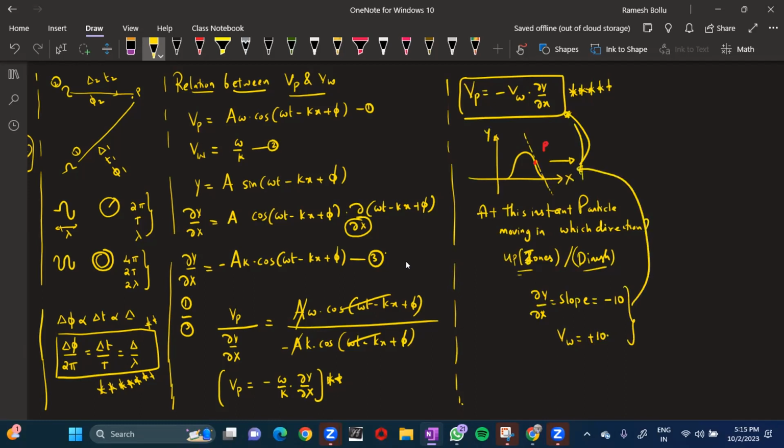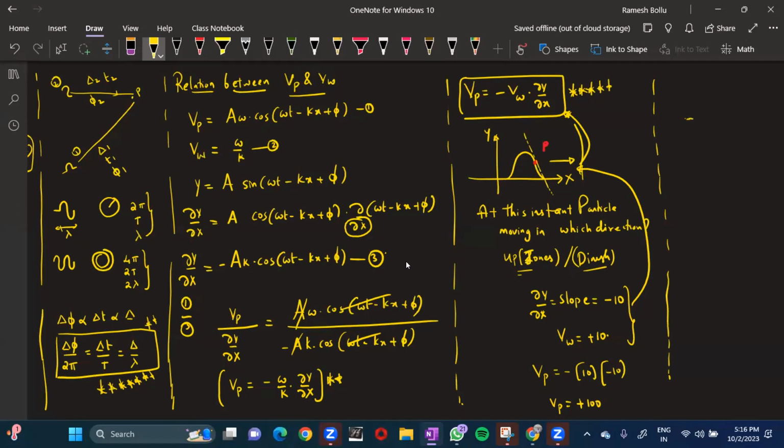So substitute here. What is the velocity of the particle, tell me? Plus 10 and dy by dx is minus 10. So how much is the velocity of the particle? Plus 100 means the particle is going up only. Is my point clear, children? Say yes or no. Positive means positive y-axis only. Understood or not understood? Respond, children. Yes, sir. Okay.